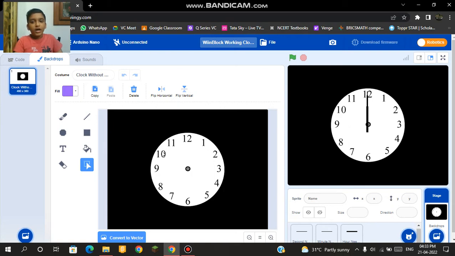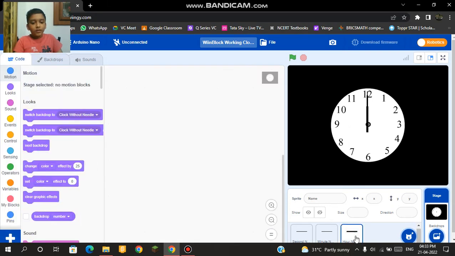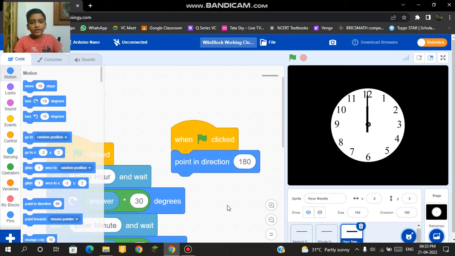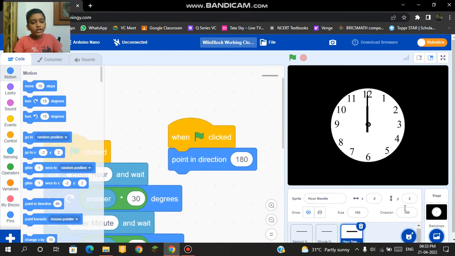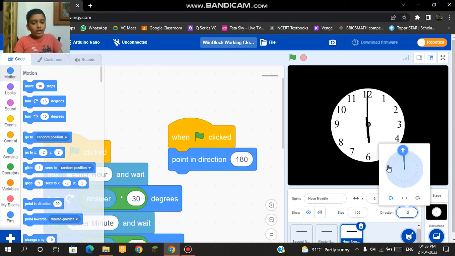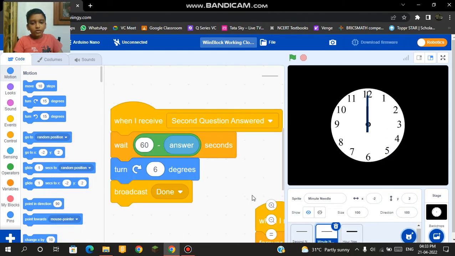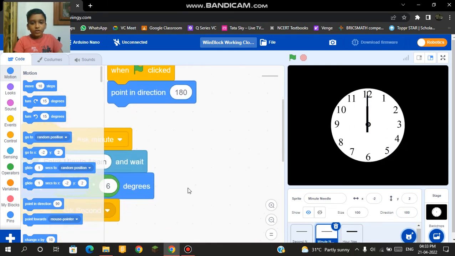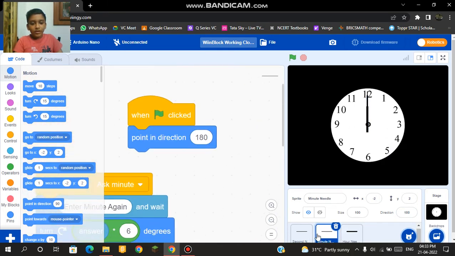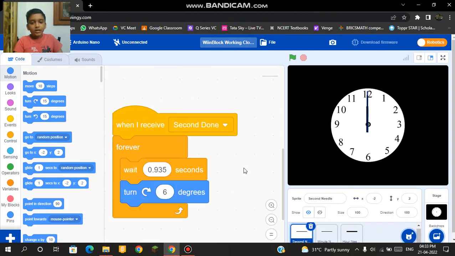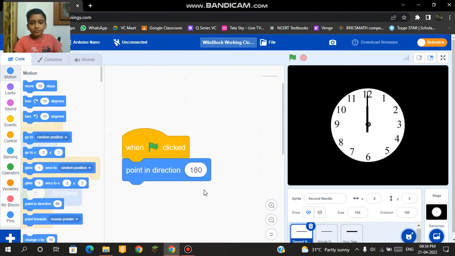The codes here are firstly going to be in the hour needle. So the codes are when green flag clicked and it will point in direction 180. So 180 degree is this angle. Okay, so these two codes are repeated throughout the whole sprites. So as you can see, it is in the hour needle, in the minute needle, and in the second needle.